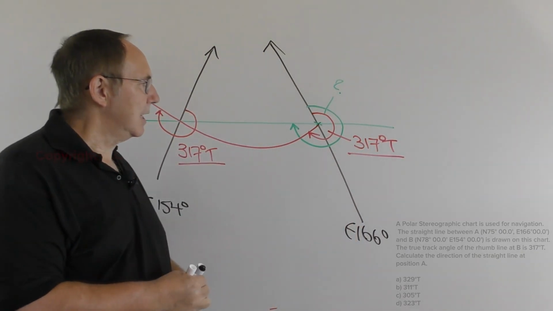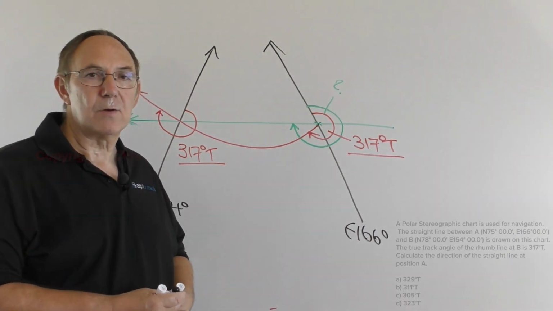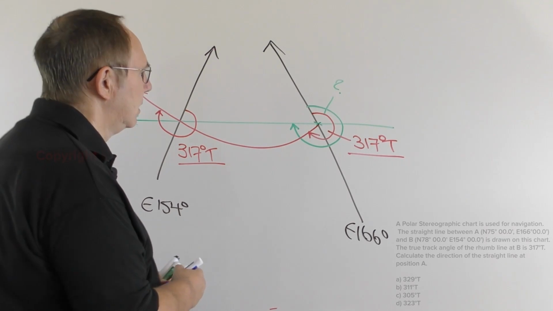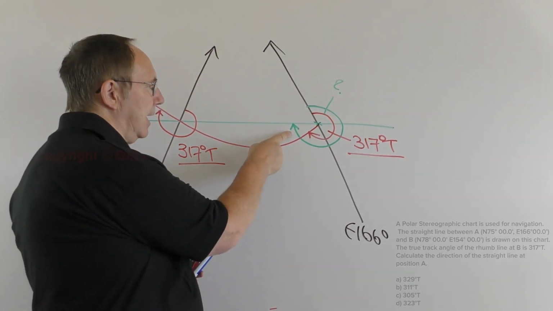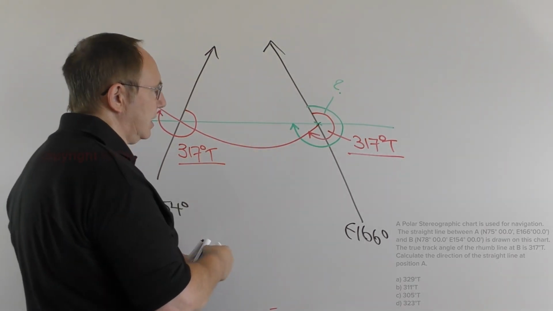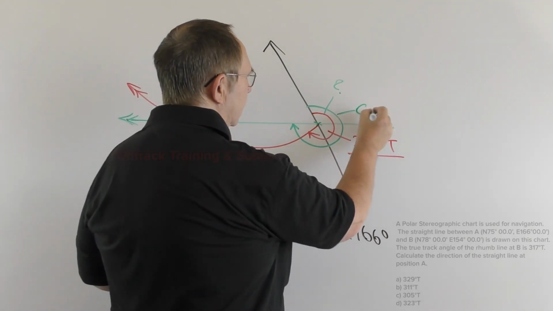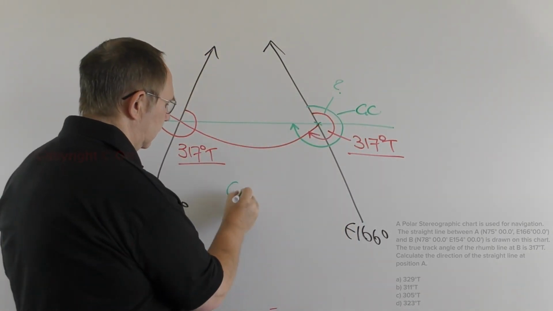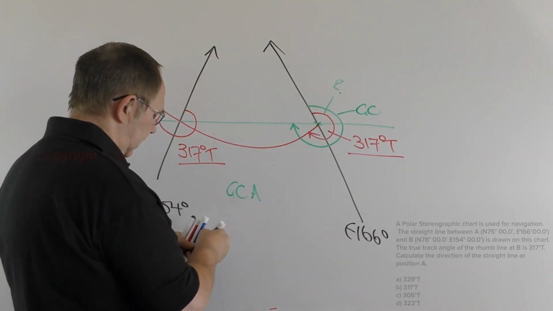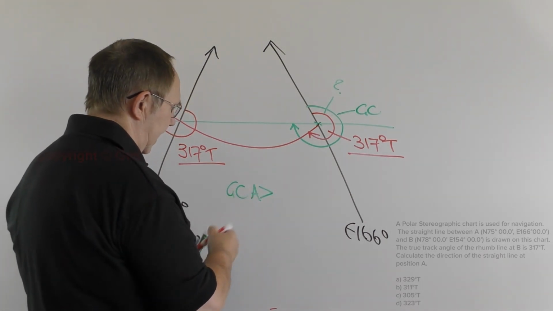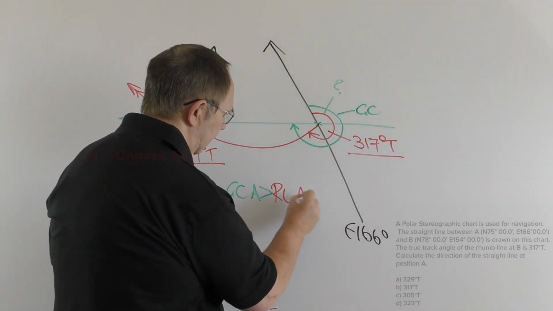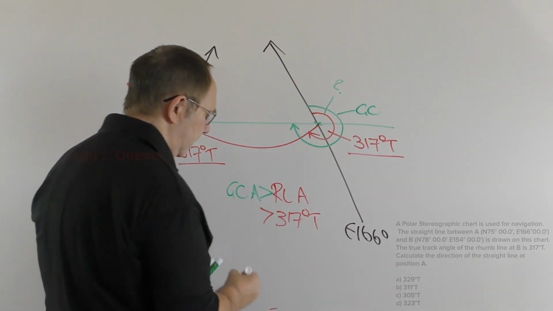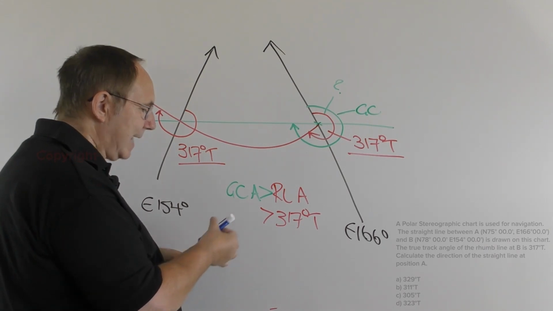Now the question is asking me to calculate the direction of the straight line at position A. So this is position A. So we can see that the great circle is greater than the rhumb line. So great circle A is greater than rhumb line A. Therefore, it's greater than 317 degrees true. Therefore, we must add something to it.